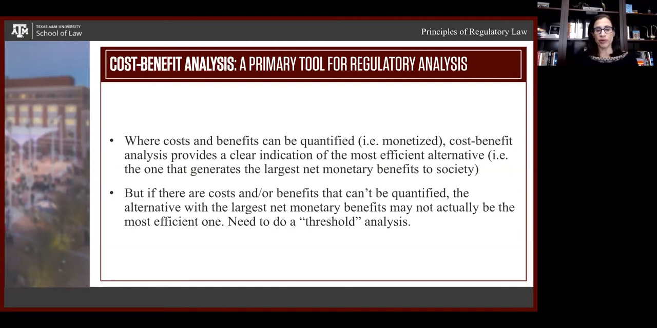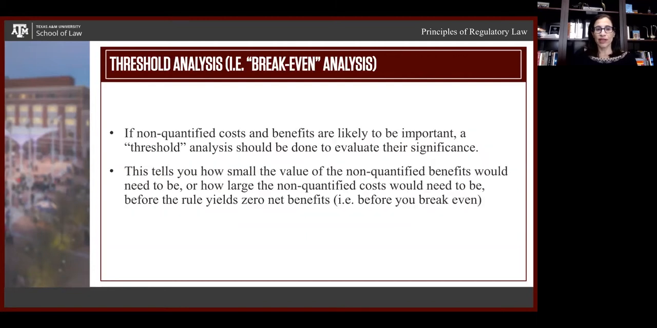There, we do a threshold analysis. So again, a threshold analysis, which is also called a break-even analysis, is done if these non-quantifiable, non-monetary costs and benefits are likely to be important. That's when you want to evaluate the significance of those non-quantifiable costs and benefits by doing a threshold analysis. And what a threshold analysis tells you is how small the value of the non-quantified benefits would need to be, or how large the value of the non-quantified costs would need to be before the rule yields zero net benefits, i.e. before you break even.